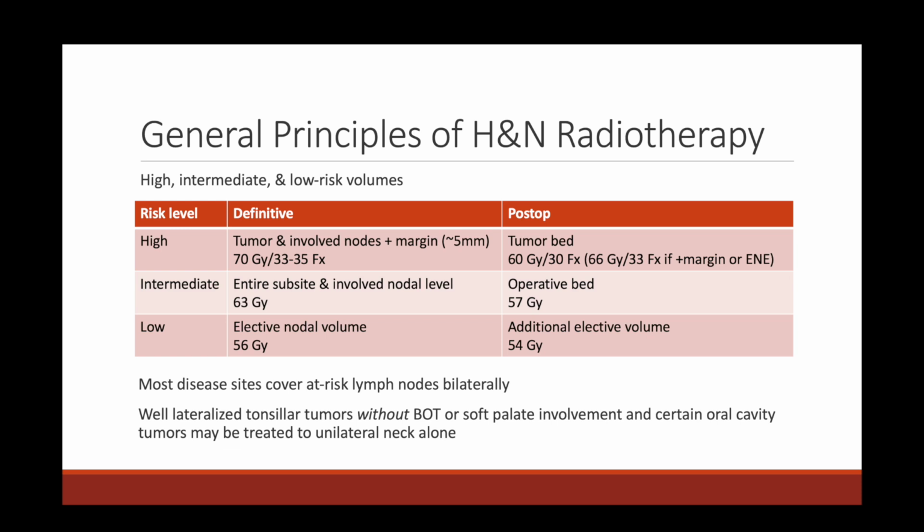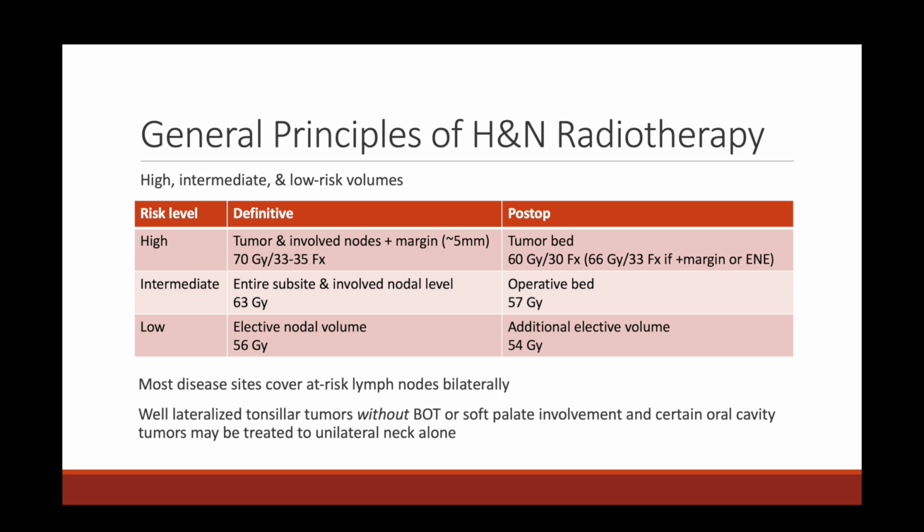In both the definitive setting and in the postoperative setting, if the risk is high enough, then we will often add chemotherapy, but we don't always need to add chemotherapy. And then typically, in both settings, we have what we call a high, intermediate, and low risk volume. And what is included within the high risk, intermediate risk, and low risk volume, as well as some possible doses that we would take that to, these are all included in the table here.